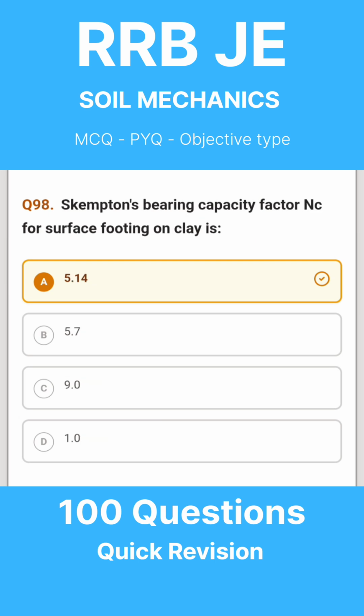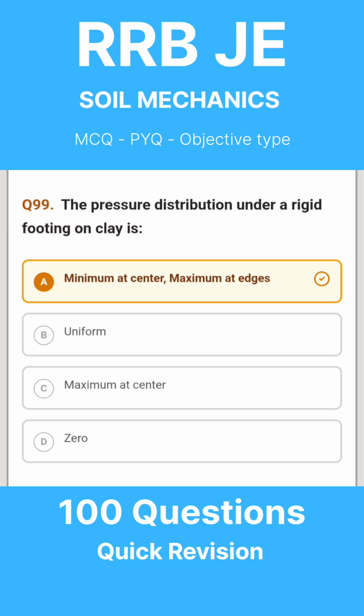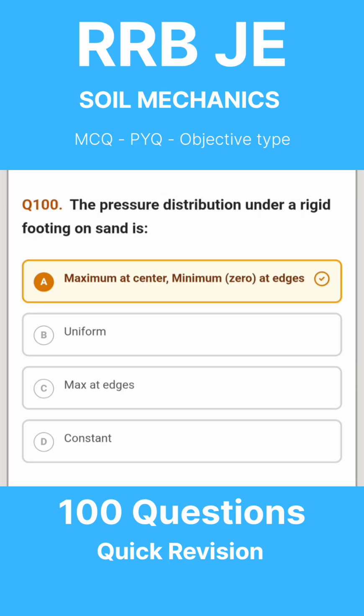Question 98. Skempton's bearing capacity factor Nc for surface footing on clay is? The correct answer is 5.14. Question 99. The pressure distribution under a rigid footing on clay is? The correct answer is minimum at center, maximum at edges. Question 100. The pressure distribution under a rigid footing on sand is? The correct answer is maximum at center, minimum (0) at edges.